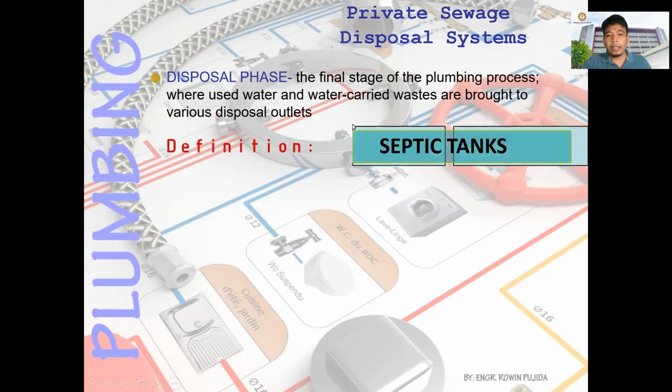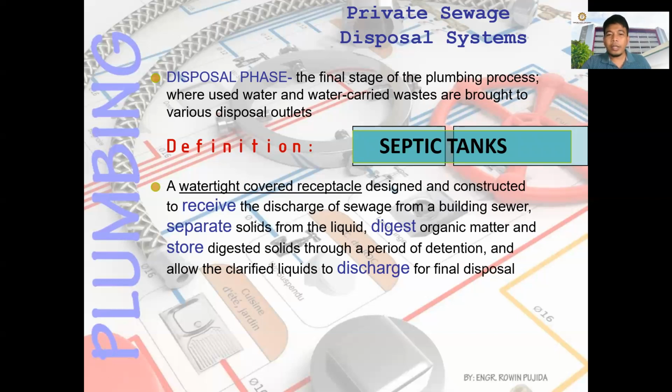For definitions, let's have first the septic tank. It is a watertight covered receptacle designed and constructed to receive the discharge of sewage from the building sewer, separate solids from the liquid, digest organic matter, and store digested solids through the period of detention, and allow the clarified liquids to discharge for final disposal. From the septic tank, you have the outlet that goes to the public drainage.